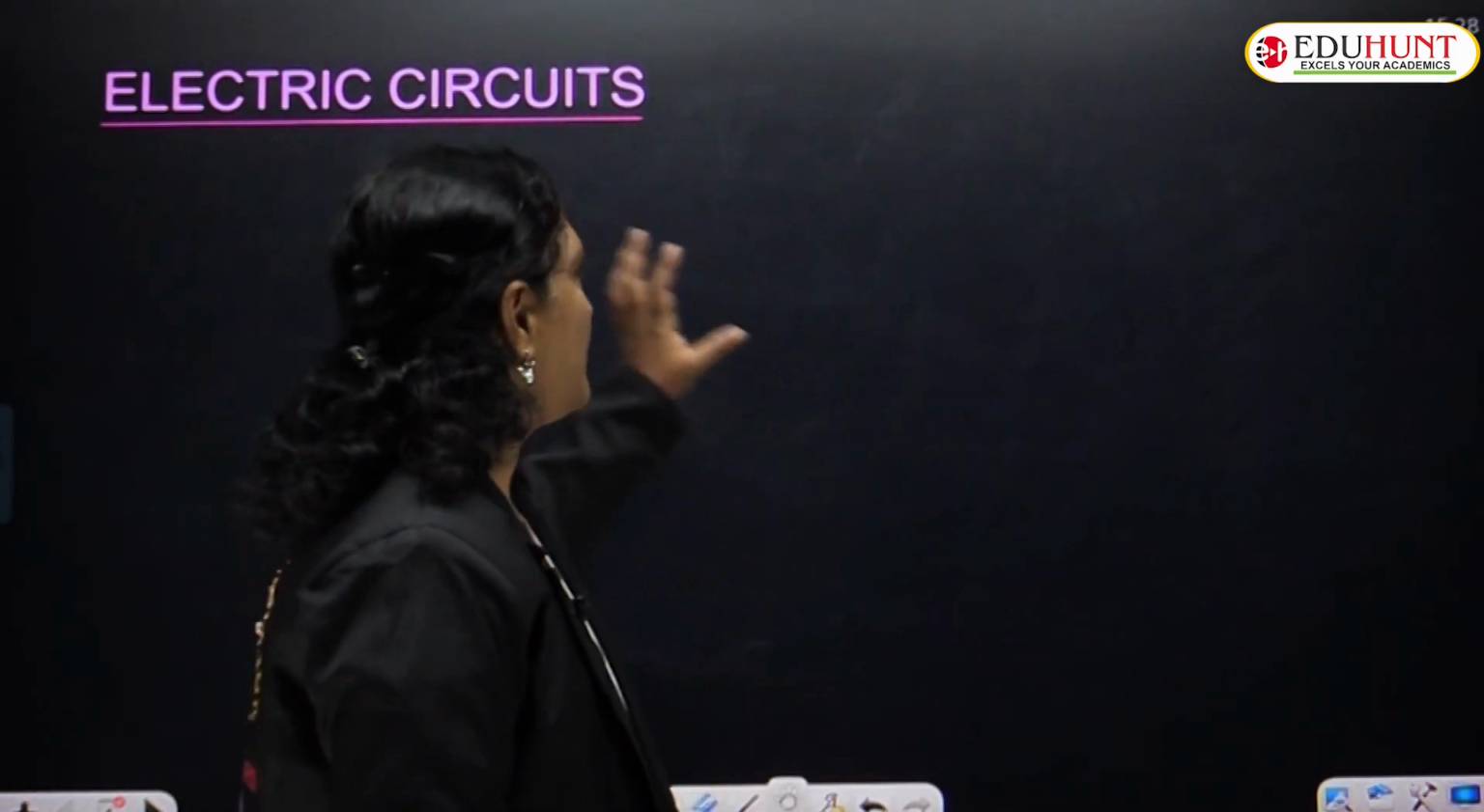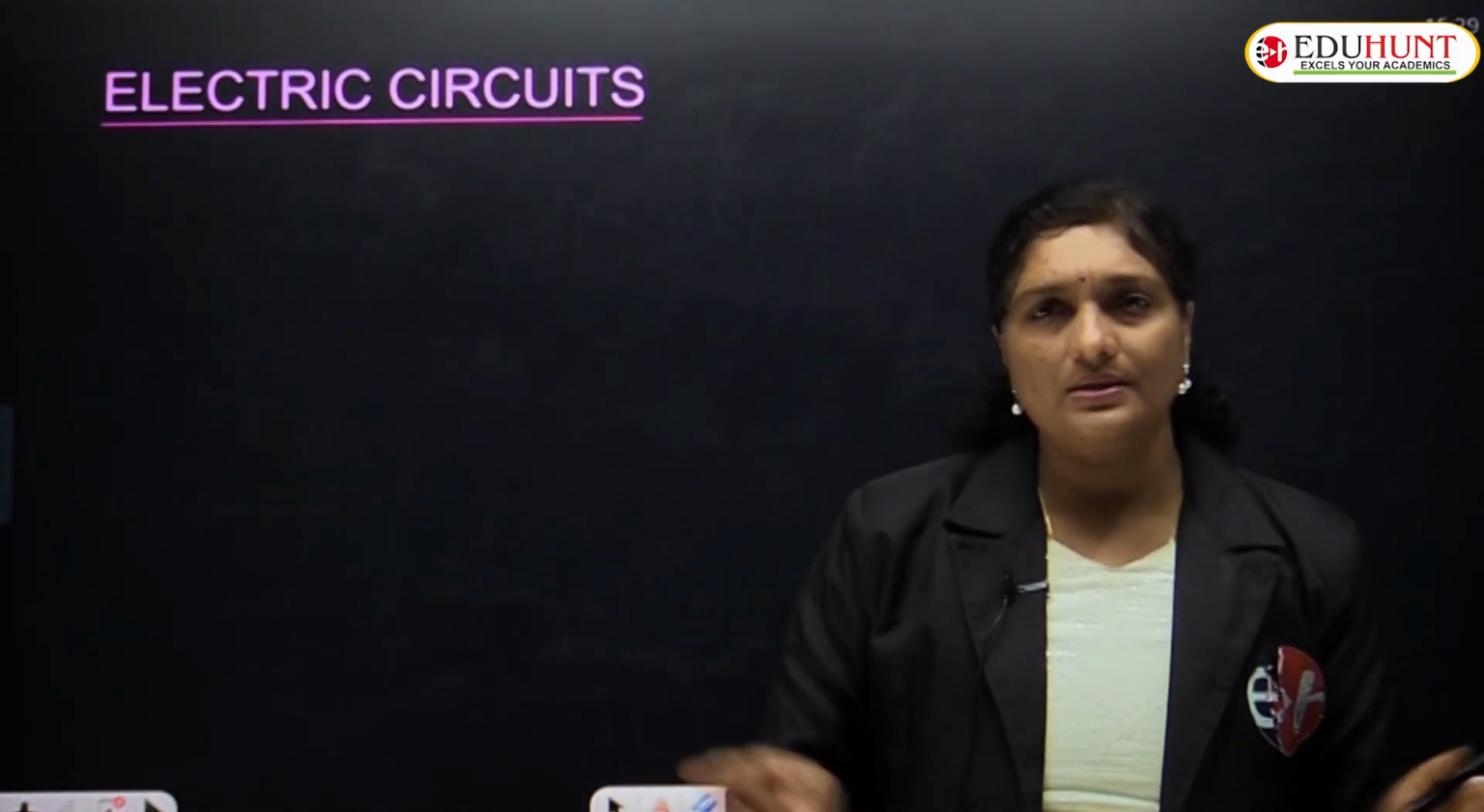Let us try to understand something regarding electric circuits. Children, what is an electric circuit? An electric circuit is simply a closed path in which electric current flows. This electric circuit consists of many electrical elements like bulb, fuse, switches, electric wires, and many more. And these elements have their own functions.